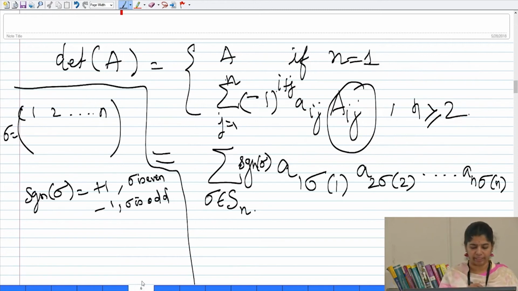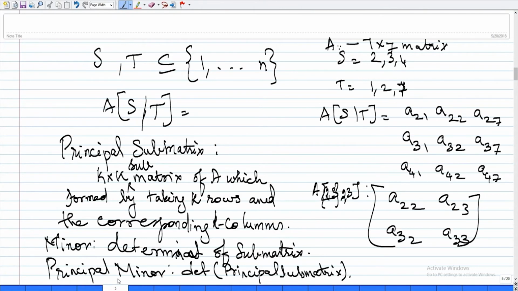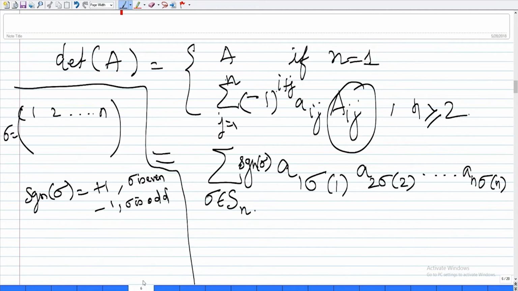So, with this understanding we can see now that, given any permutation of 1 to n, the summation over every permutation of the product a1 sigma 1, a2 sigma 2, and so on, with the sign of the permutation, gives you the determinant of the matrix A. Now if you go back here, this connects to the sum of all principal minors.